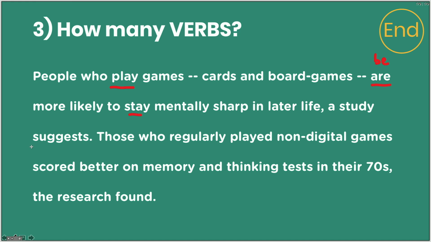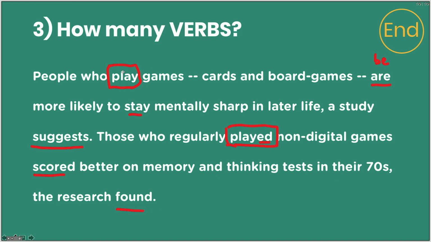A study suggests those who regularly played. Now here's something interesting. Here we have play, and here we have played. See, verbs are strange in English because they change their form to indicate time. This is essentially the same verb, but this one's indicating the past and this one's indicating some sort of continual thing that somebody does. So those who regularly played non-digital games scored better on memory and thinking tests in their 70s, the research found. Cool.